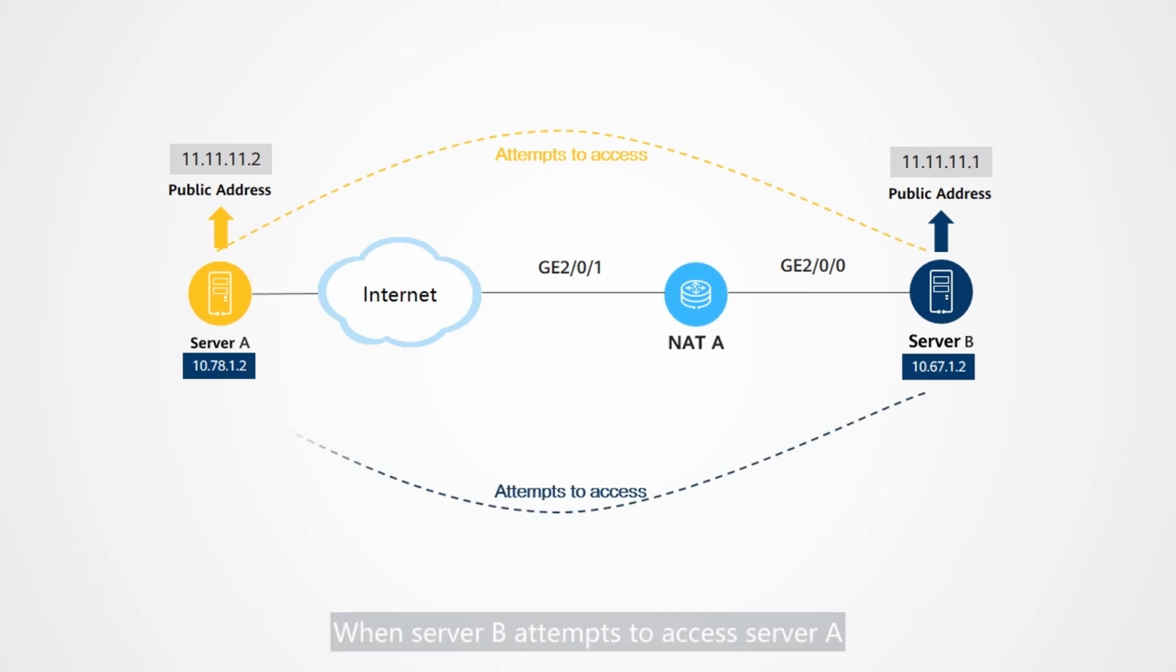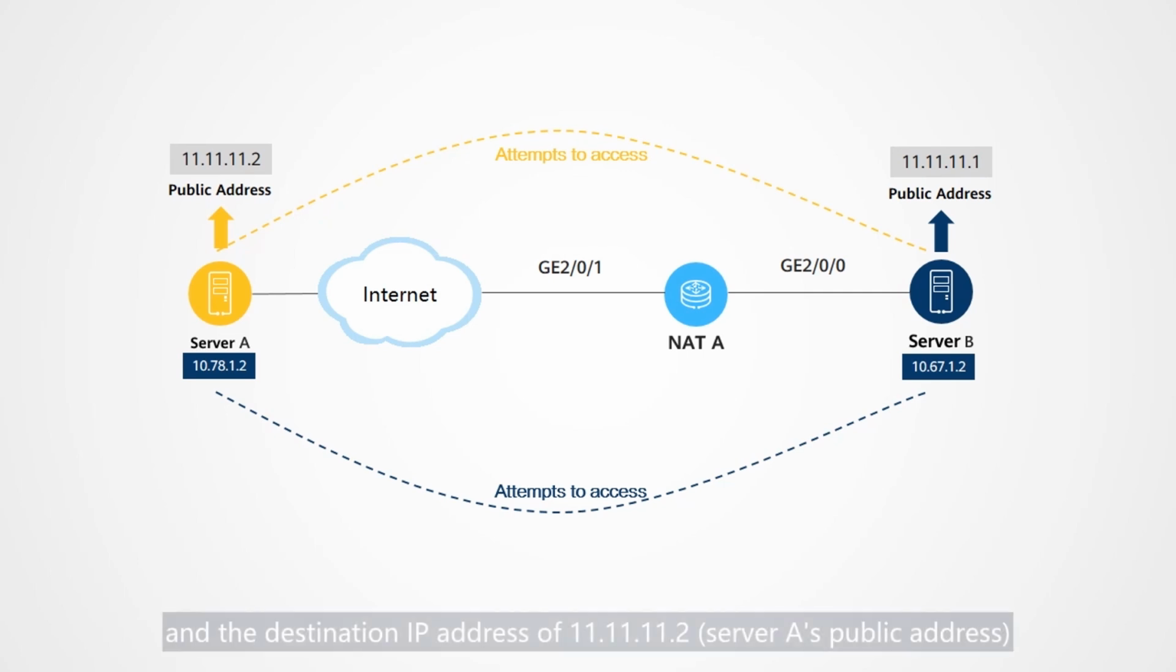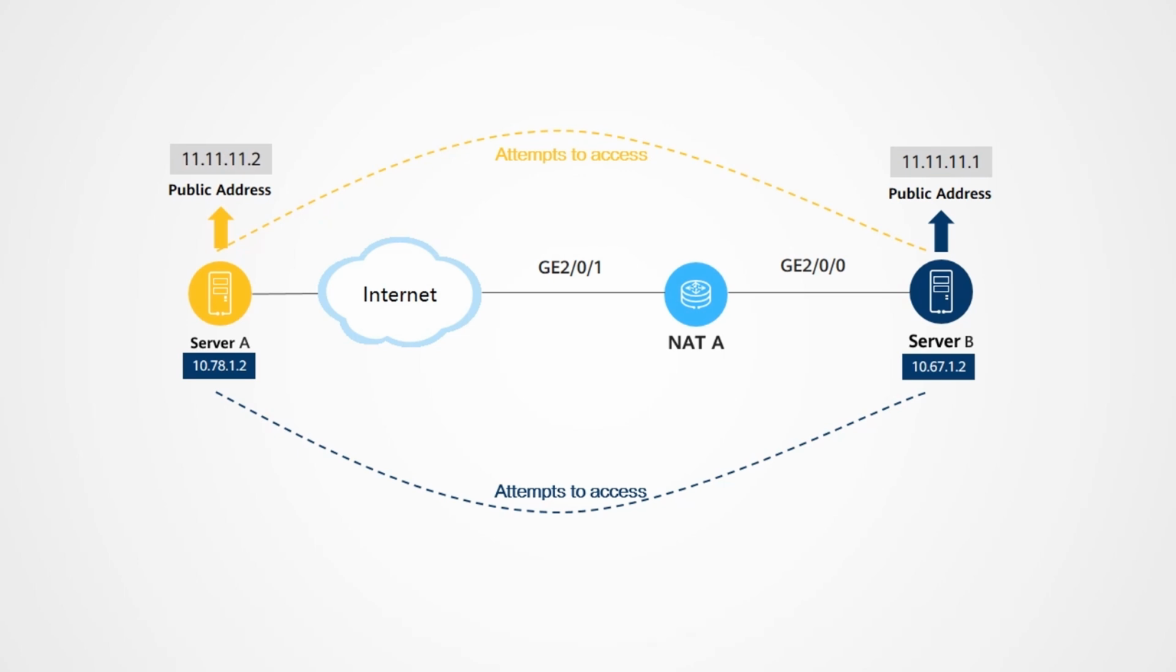When server B attempts to access server A, server B sends a packet with a private source IP address of 10.67.1.2 and the destination IP address of 11.11.11.2, server A's public address.